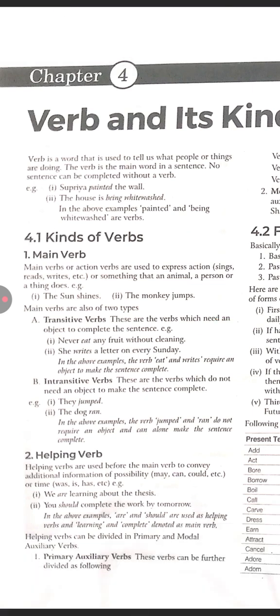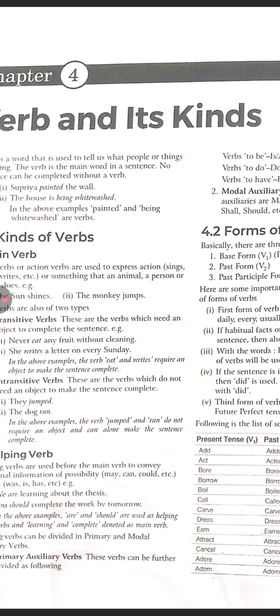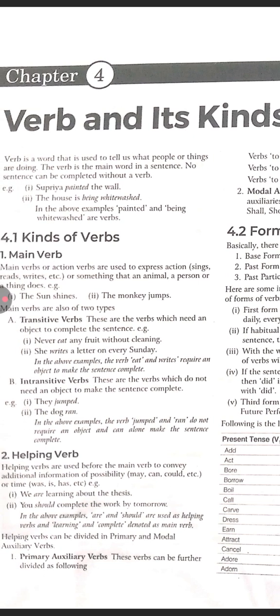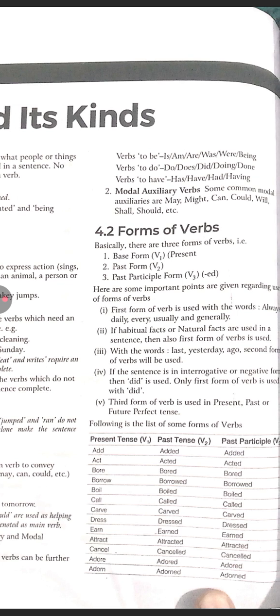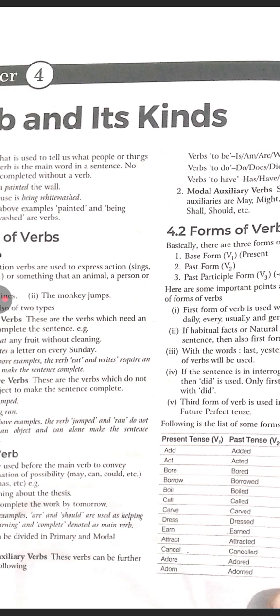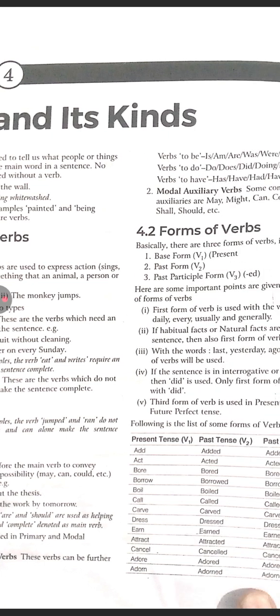Now we are going to learn about the auxiliary verbs: primary auxiliary verbs and modal auxiliary verbs. So what are the primary auxiliary verbs? These verbs can be further divided as following. Primary auxiliary verbs: verbs to be, to do, to have, which means is, am, are, was, were, being, do, does, did, doing, done, has, have. These helping verbs are called primary auxiliary verbs.